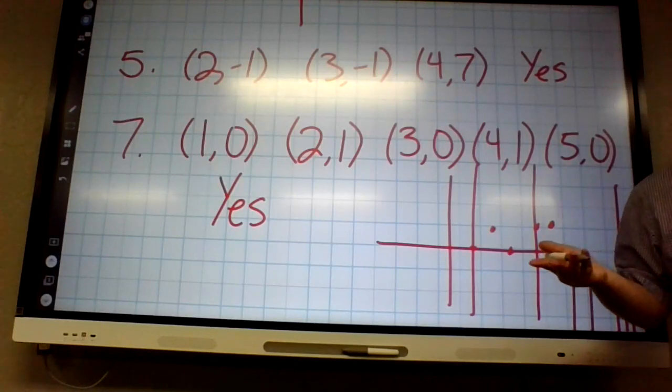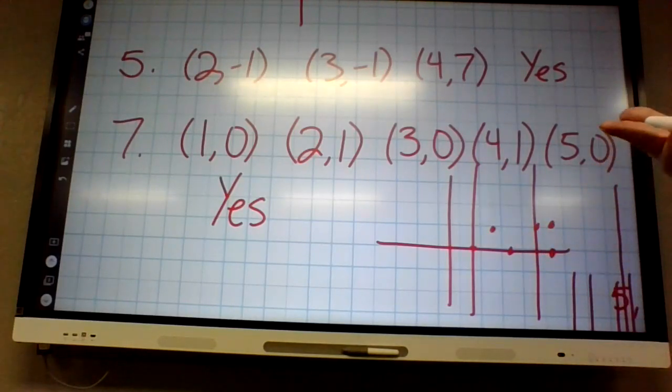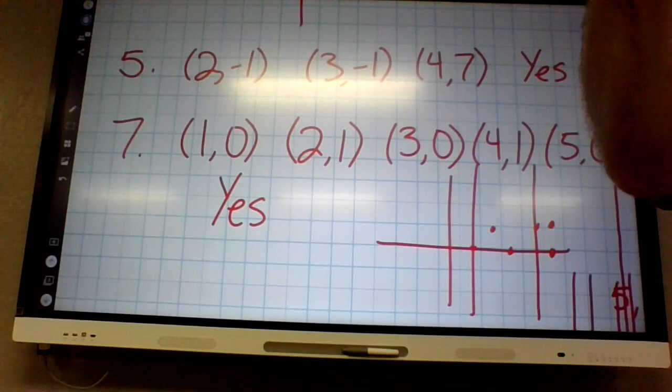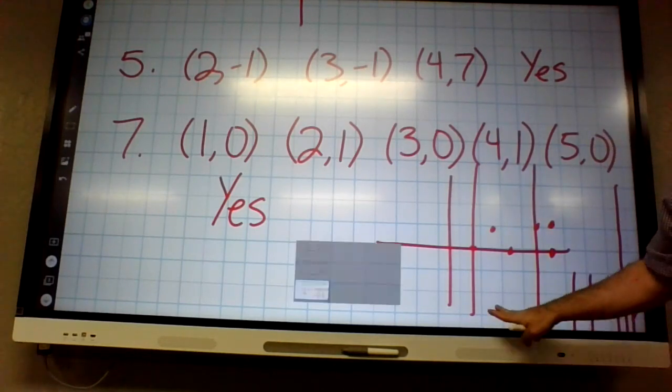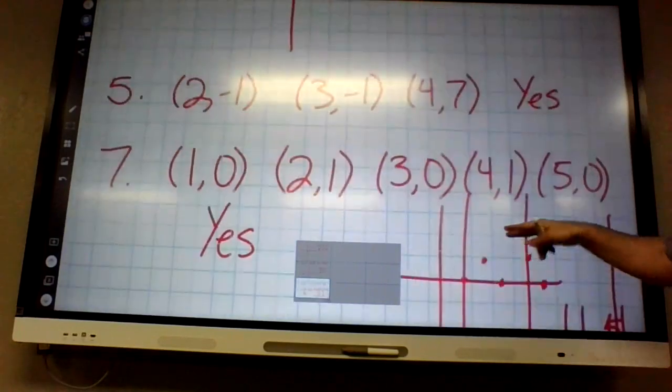So what about 8? Is 8 a function? No, because if you draw a vertical line through x equals 1, it hits twice.